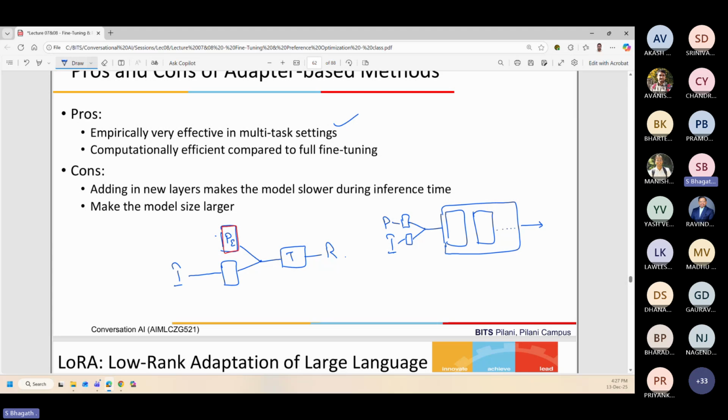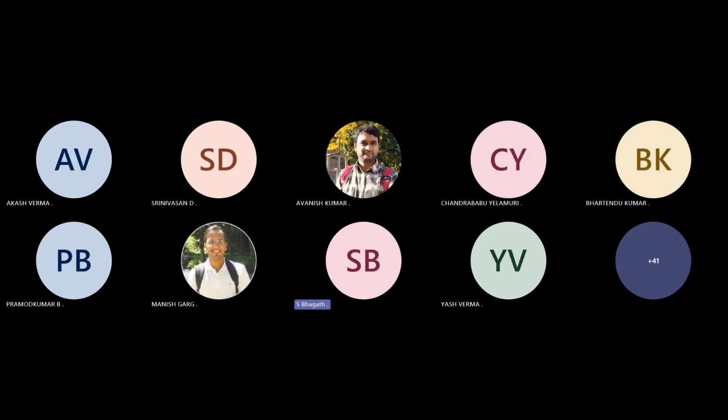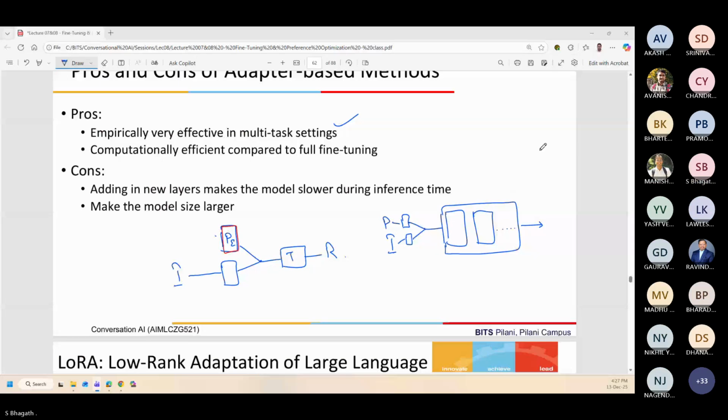Oops, why does the power get cut for 2 minutes? Now the power has come back. I really don't understand why they cut it for 2 minutes. Okay, can you see the screen now? Yes, sir, it's visible.